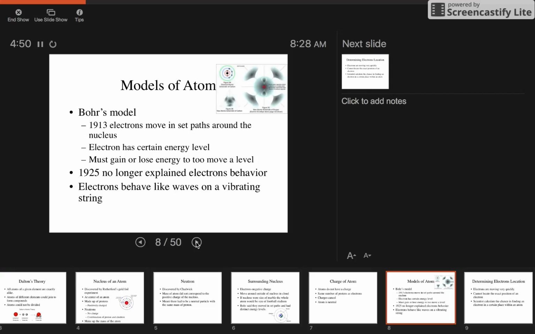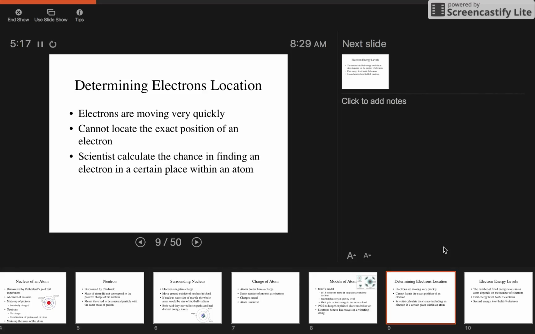In 1925, they discovered that electrons behave more like waves on a vibrating string. They also discovered that they have areas that they reside in called orbitals, but you can't find the exact location of an electron. And you can see here are some more modern models of the atom. Determining electron location: electrons are moving very quickly and you cannot locate the exact position of an electron. Scientists basically just calculate the chance of finding an electron within a certain place in the atom. The areas where you're likely to find an electron are called orbitals, and we'll talk about those here in a second.